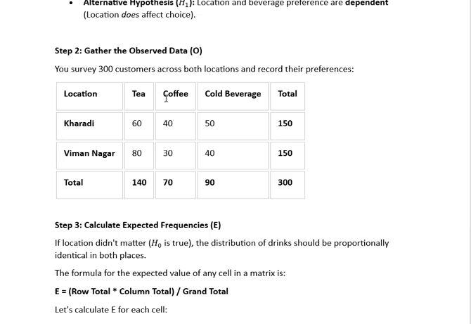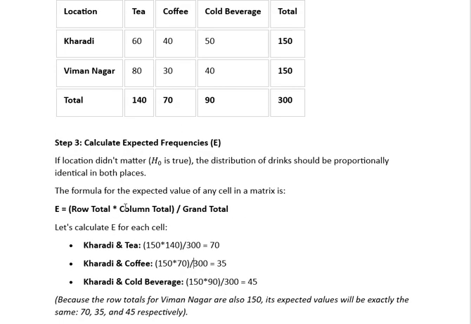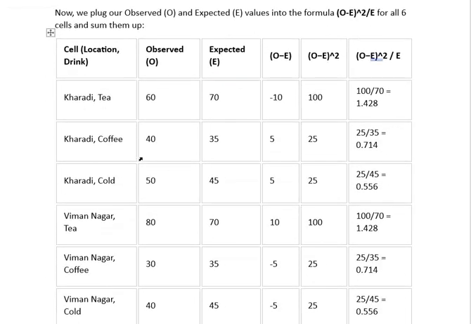For Kharadi and coffee, what is the observed value? For Kharadi and coffee, the observed value is 40. The expected value is 35. Observed minus expected is equal to 5. 5 squared is 25. Then 25 divided by 35 is equal to 0.714.